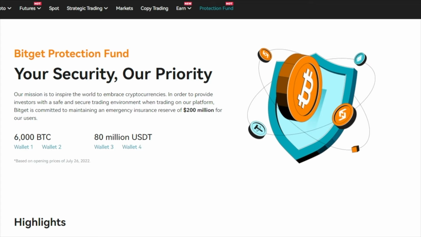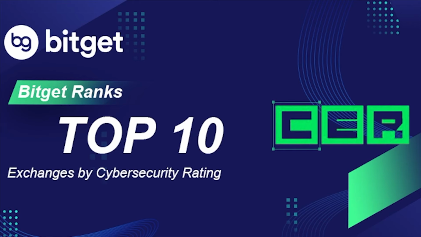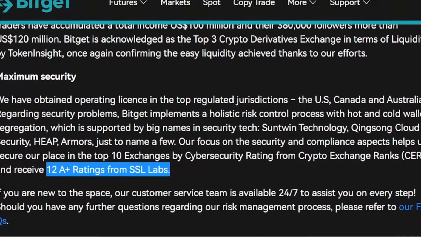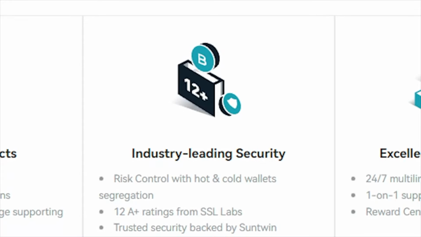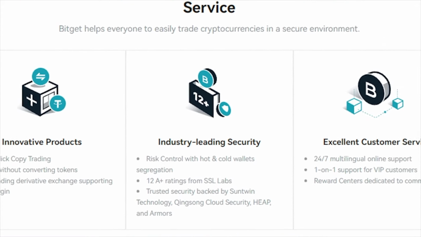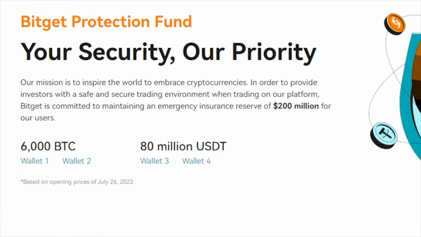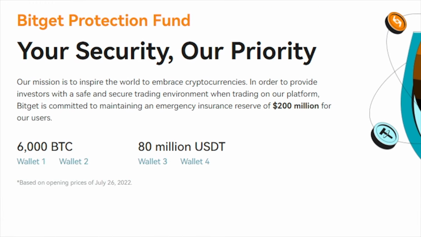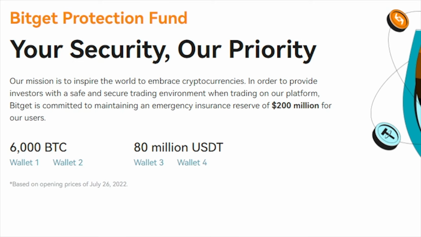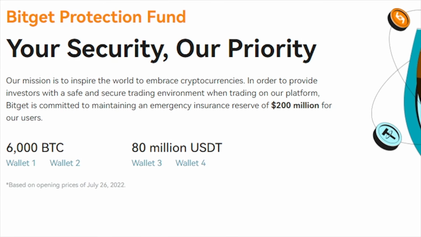The main reason to choose Bitget is because of their security and their user support. They've never been hacked, which is a very, very important and big advantage compared to other exchanges. As well as that, they've received 12 A+ ratings from SSL Labs, and they're also backed by top-notch security companies, for example, Sun Twin Technology, Armors, and Heap. And on top of that, they do have a huge protection fund, protecting users' assets in an emergency reserve. This is all the stuff that I really want to hear when I start on a new exchange.